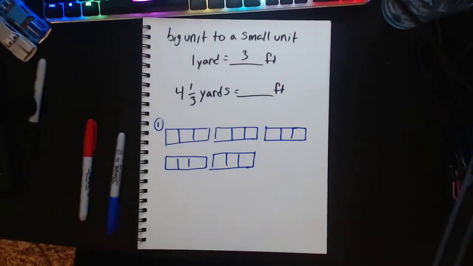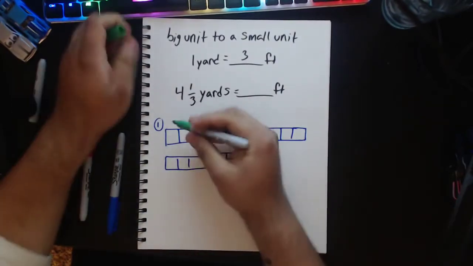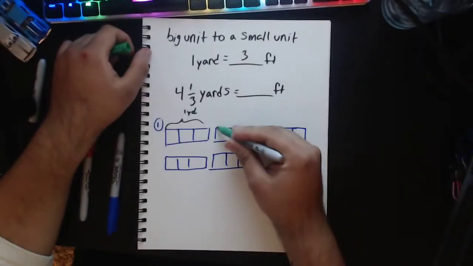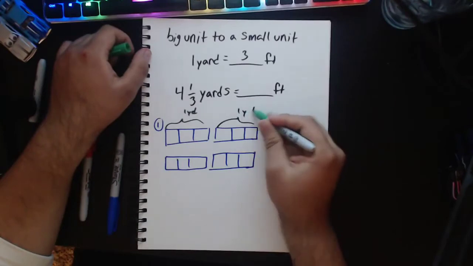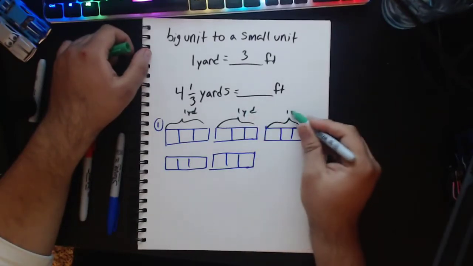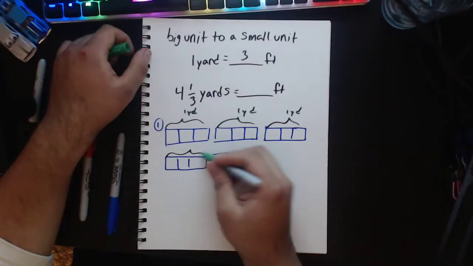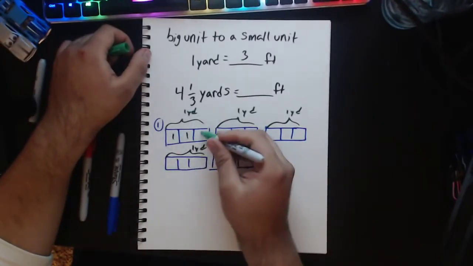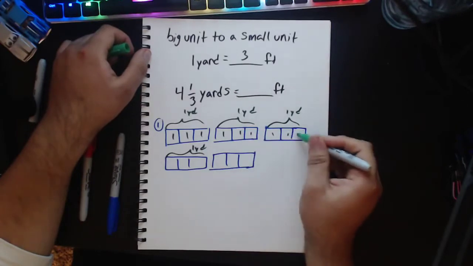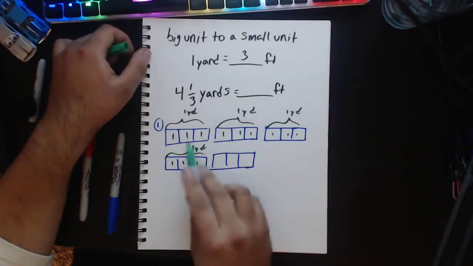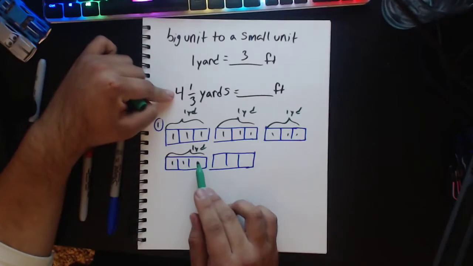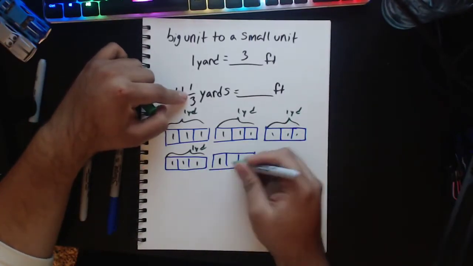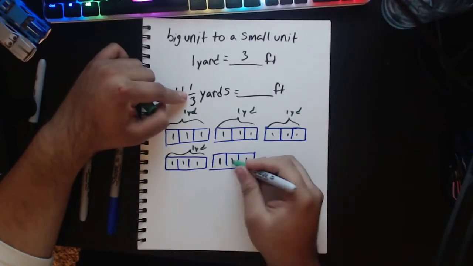Now, my second step, I'm going to go ahead and label all of my tape diagrams. This is 1 yard. This is 1 yard. This is 1 yard. And this is 1 yard. Well, I have 1 foot in each of these pieces. Well, that's already 4 of my wholes here. Now I have 1/3 of a yard left.